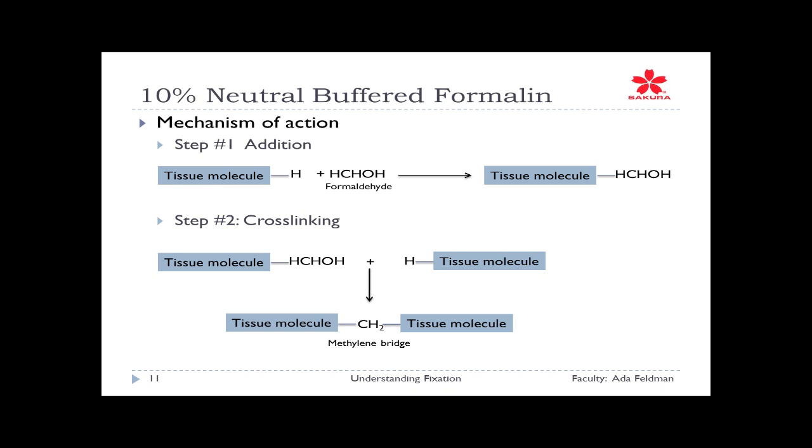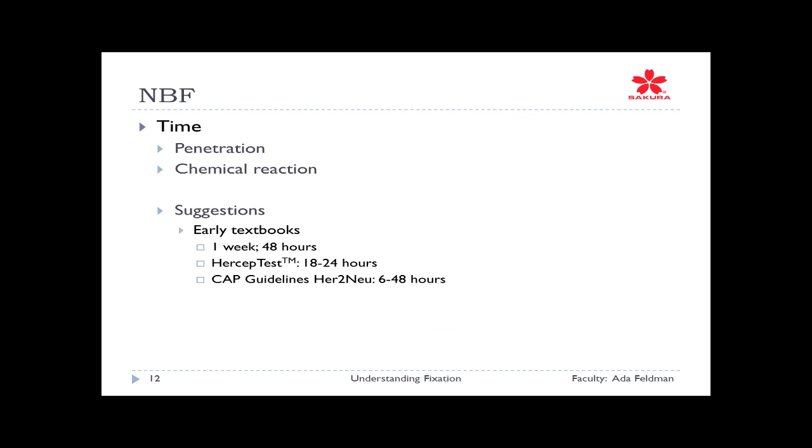So we've got the addition molecule there. It now reacts with another segment of the tissue where there's another free hydrogen, and those two come together and form the famous methylene bridge. That is the cross-linking. That is the step that actually does the firming up of the tissue. So when we do neutral buffered formalin, we've got to give it the proper time to penetrate. You may say that's 1 millimeter, but then we've got to give it just as much time, if not longer, to do that chemical reaction step of adding on and cross-linking.